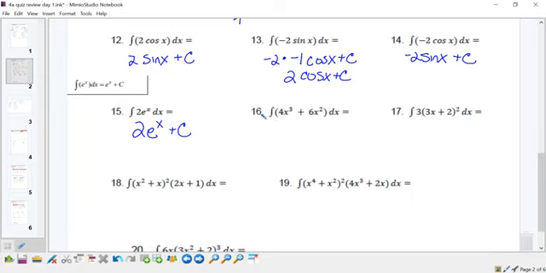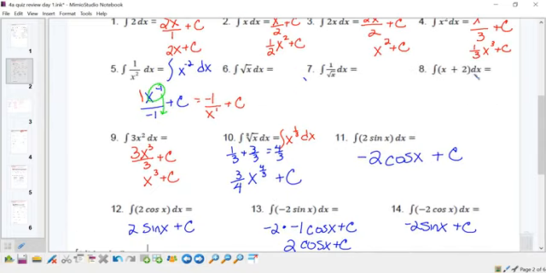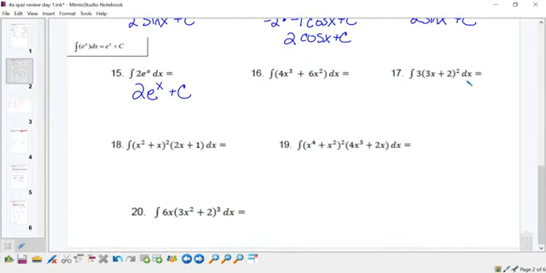Now let's look at the difference between 16 and 17. In 17, I see this outside power on the binomial versus there's no outside power here. So number 16 is not going to require a u. It's going to be similar to what we did in 8, where it's just that polynomial. So I can individually take the antiderivative of each term. Now let's simplify it. And we're done.